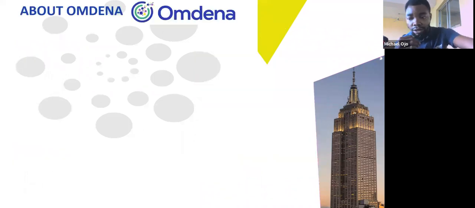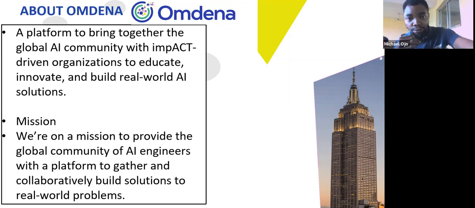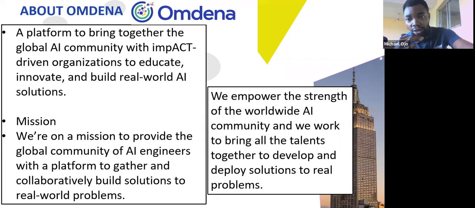So let's talk about the company that's giving us this free resource, Omdina. So what do they do? Omdina is a platform, more like an organization, that brings together the global AI community with impact-driven organizations to educate, innovate, and build real-world AI solutions. Their mission is to provide the global community of AI engineers with a platform to gather and collaboratively build solutions to real-world problems. They empower the strength of the worldwide AI community, and they work together to bring all the talent to develop and deploy solutions to real-life problems.